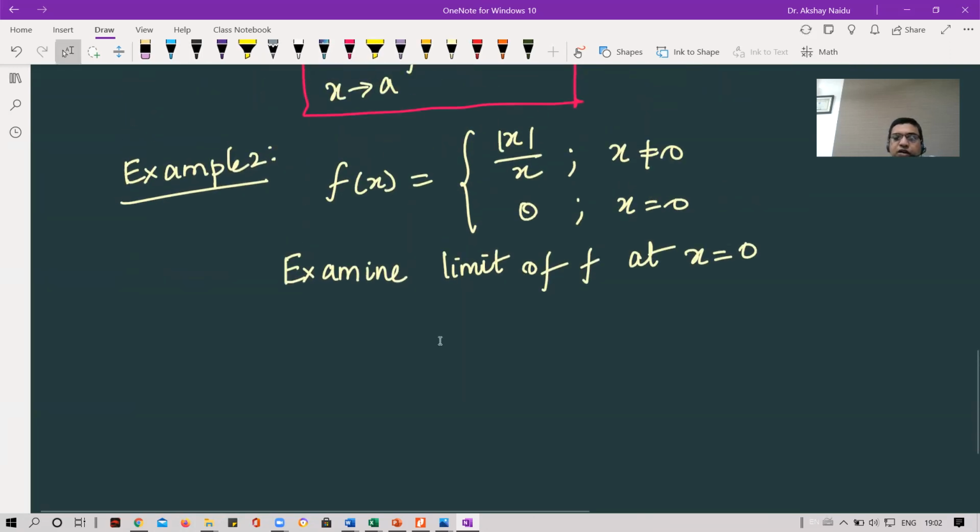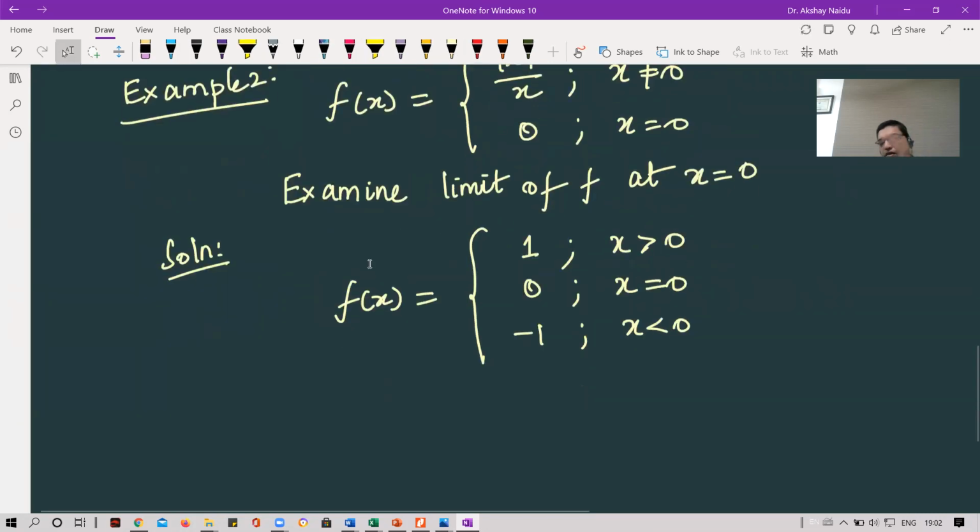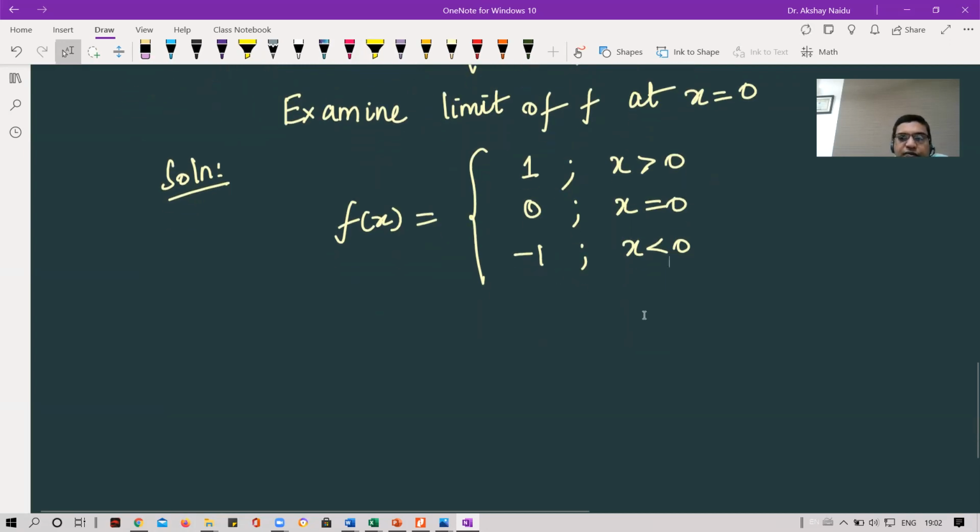So now when x is positive, we can do this more easily like this. When x is positive, we can split further. Modulus of x by x, modulus of x will become x, so x by x is 1. So when x is greater than 0, it's equal to 1, it is 0 when x is equal to 0, and it is minus 1 when x is less than 0. Okay, this is f of x.